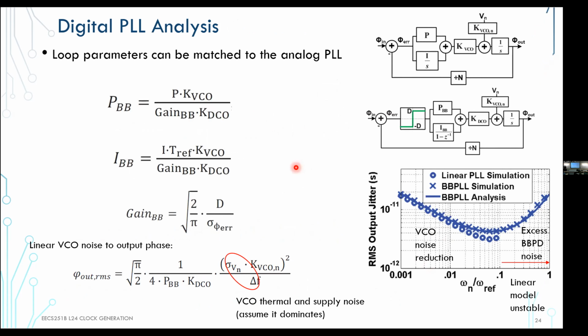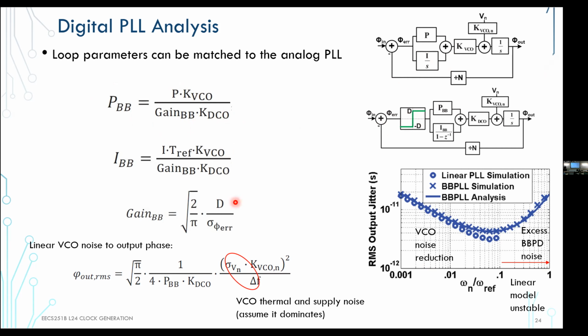To determine that other stuff, we pretend that the loop has a linear detector and do all the loop dynamic analysis. To do that, you have to figure out the equivalents between, let's say, PBB and P. PBB is in the digital domain, P is in the analog, and they've derived these mappings. So you can analyze the loop dynamics with this analog model as long as you do these appropriate mappings. PBB will depend on P and KVCO over this gain of the bang-bang times the KDCO, etc.